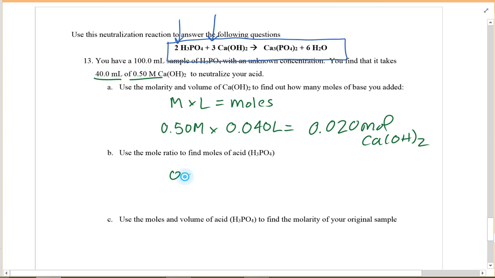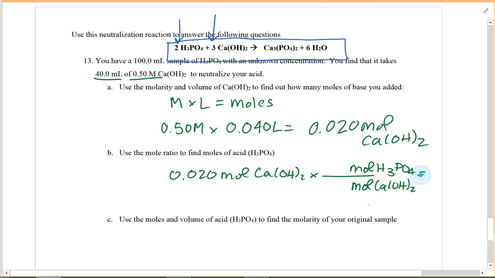So here, my next step, I know moles of calcium hydroxide. So I'm going to use my answer from A. And then I'm trying to find moles of H3PO4. So the unit that I have goes on the bottom. So I'm going to put moles calcium hydroxide on the bottom. The unit that I want should go on the top. That's moles H3PO4. This should hopefully sound familiar from stoichiometry. And then I'm going to look up to my balanced chemical equation to find that mole ratio. So it looks like in this case there's 3 moles calcium hydroxide for every 2 moles of H3PO4.